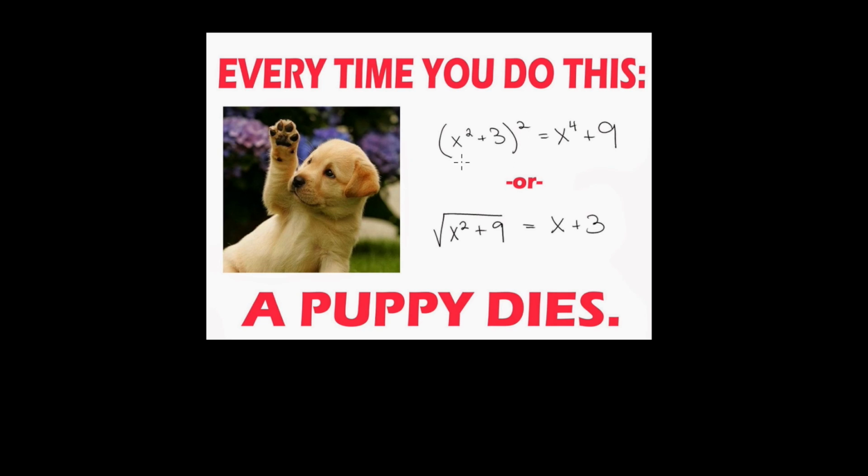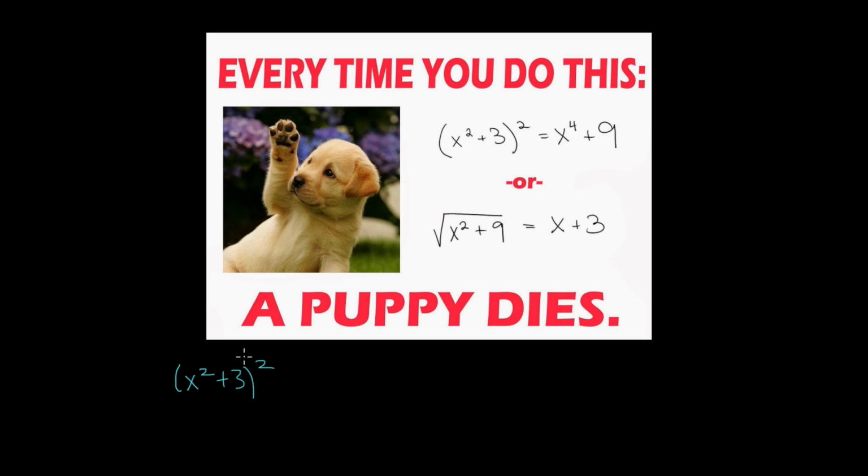So here it says (x squared plus 3) the whole squared equals x to the 4 plus 9. Why this is wrong is because what they've done is they've just distributed the power. They said, okay, I'm going to take x squared and raise that to the second power, and then take 3 and raise that to the second power, and that's going to give me x to the 4 plus 9. But this is wrong because, okay, I'm just going to put that here. It says (x squared plus 3) the whole squared.